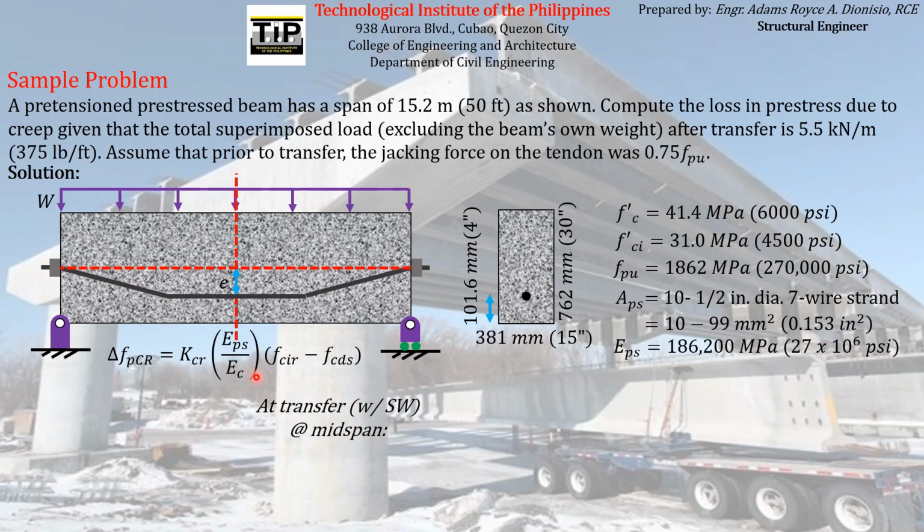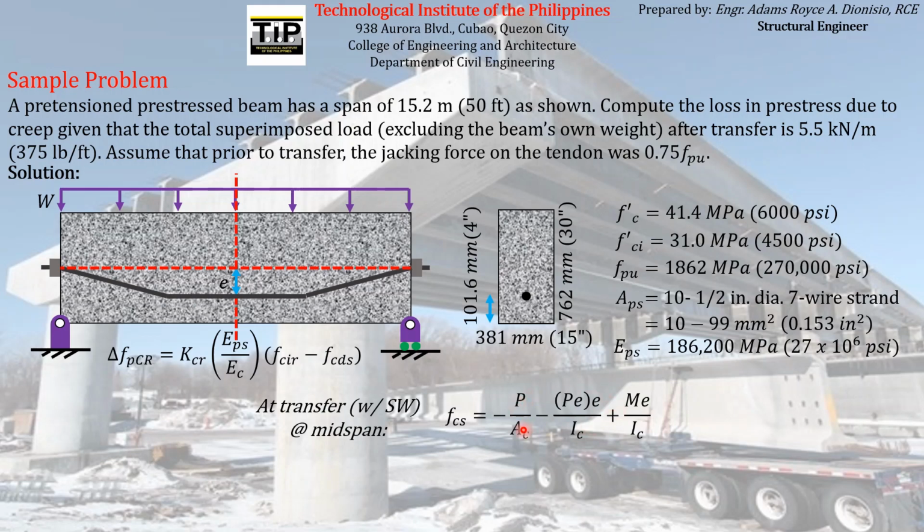So let us start with finding FCIR, which is the stress at the level of the pre-stressing reinforcement at transfer with self-weight. So since the critical section here is at midspan, let us find the stress at the level of the pre-stressing reinforcement at midspan at transfer with self-weight stage.